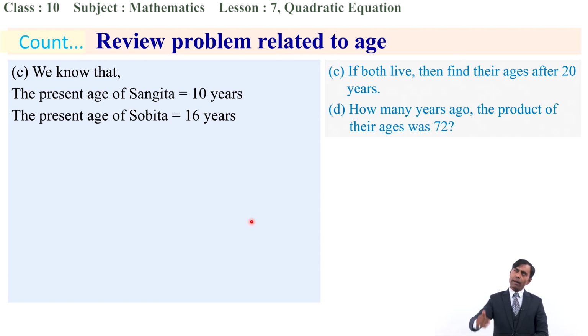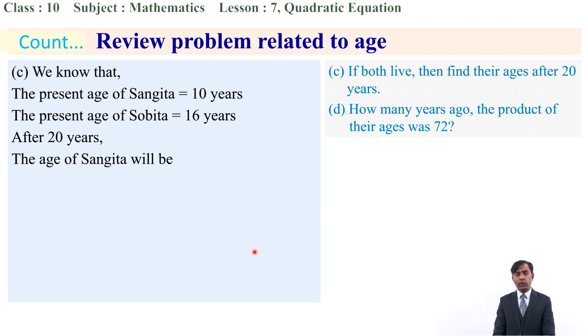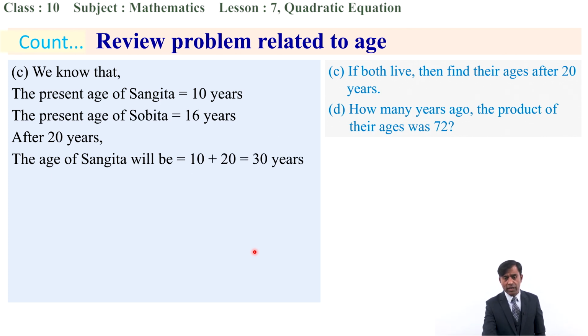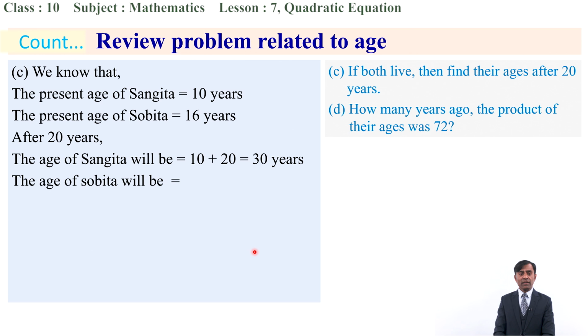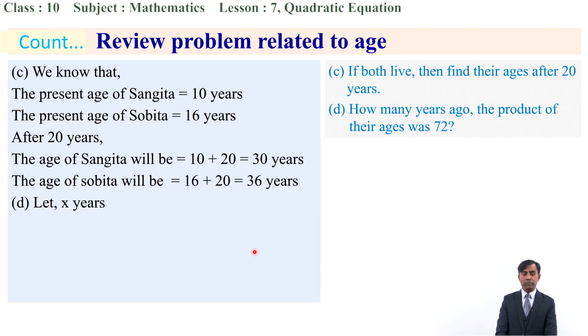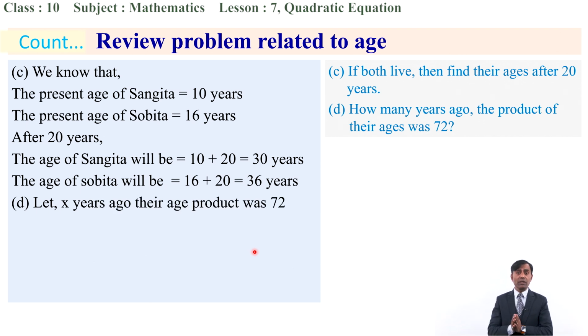So, after 20 years means future time. In the future, their ages will be more, so we are adding. Look here: after 20 years, the age of Sangeeta will be present age plus 20, which is 10 plus 20, 30 years. The age of Sobhita will be 16 plus 20, that is 36 years. So that was question number C. Now let's go to number D.